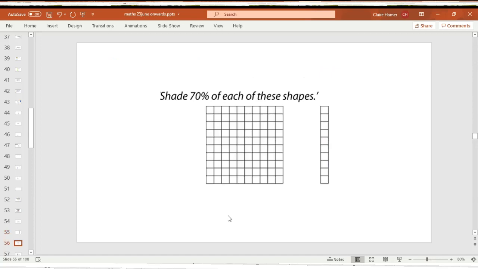Now, you can't shade 70% of the shapes in because you don't have it in front of you, but I would just like you to write down, if you were to colour this square in, how many little squares would you colour? And if you were to colour this stick in, how many squares would you colour in so that 70% of the shapes are shaded? Pause the video and write down your numbers.